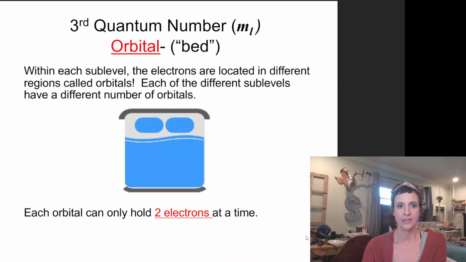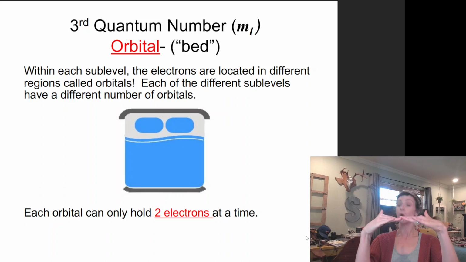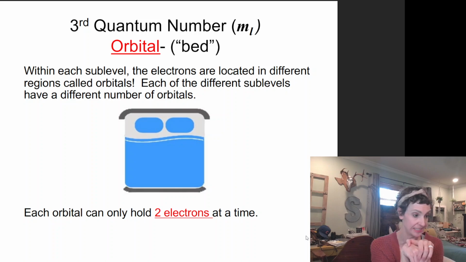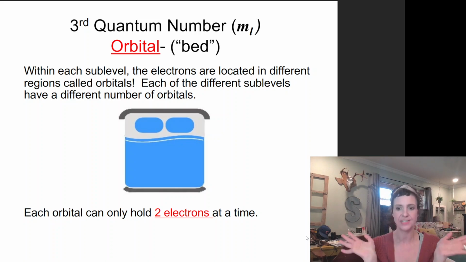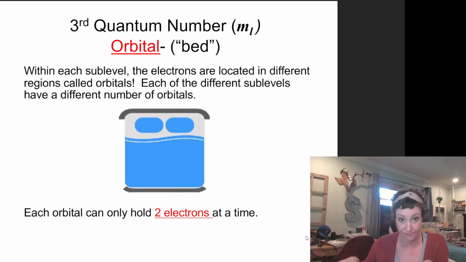Okay. Which brings us to the third quantum number, what orbital you are in. So once I've identified what energy level I'm in, or what hotel floor, then I figured out what room the electron is, meaning what sublevel. Then I walk into the room, and depending on the type of room, there are going to be different numbers of beds in there.